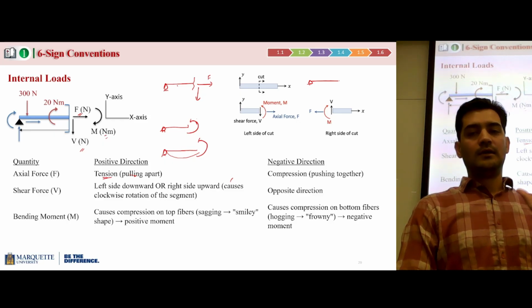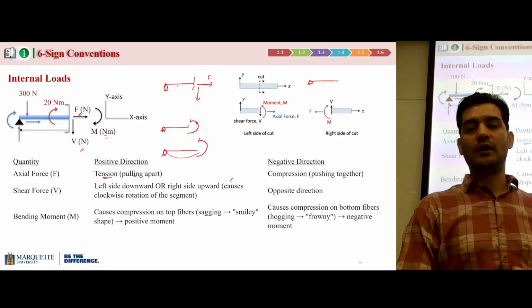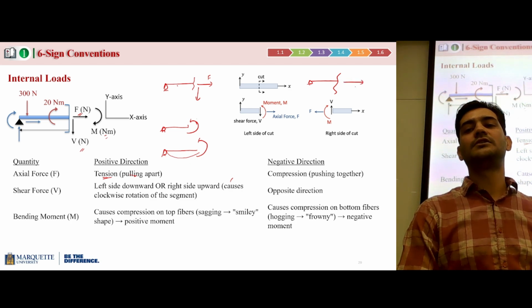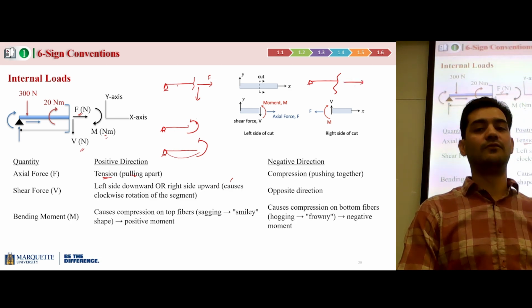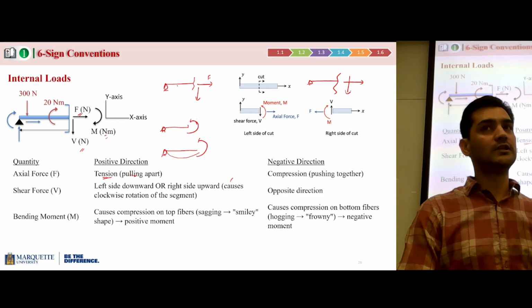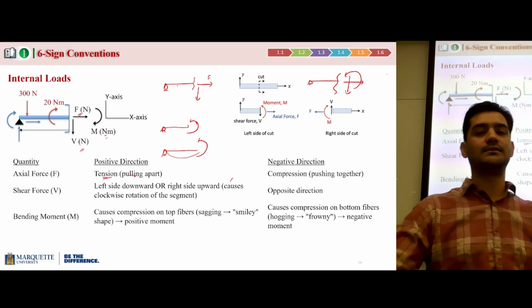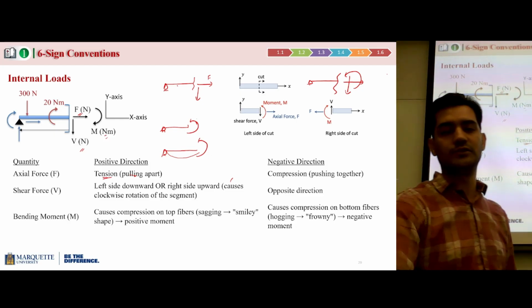But to simplify, if you are looking at a section on the left side, the axial force is positive if it's an internal force pulling away. The shear force is positive if it's downward, and the bending moment is positive if it's anti-clockwise. So that's the direction for the internal forces.